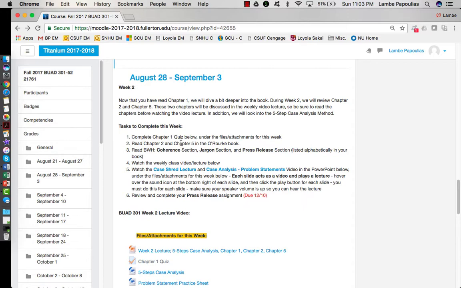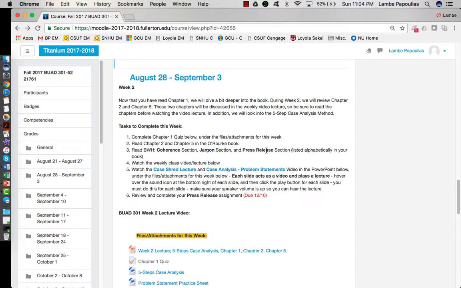In addition to this reading, you're also going to have to read in your Business Writer Handbook. I want you to read the following 3 sections on coherence, jargon, and press release. They are listed alphabetically in your Business Writer Handbook. So when you open it, you're going to see that it begins with the letter A for our alphabet, and it discusses a few things.